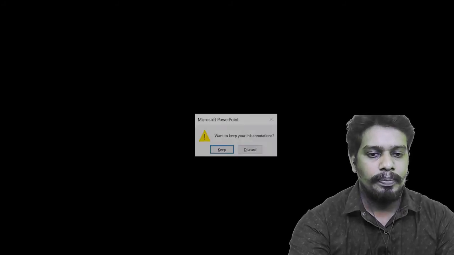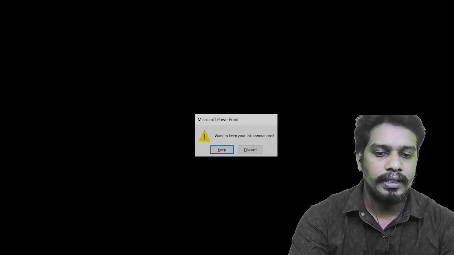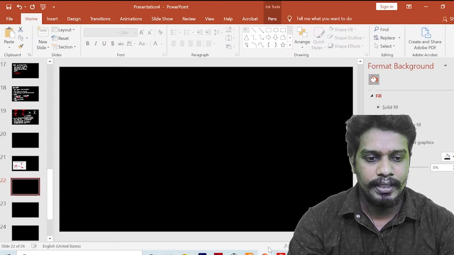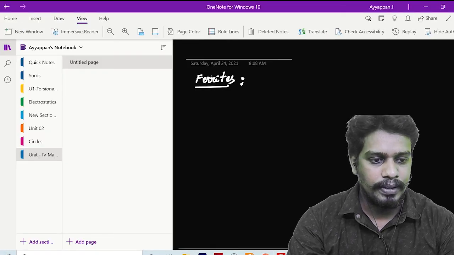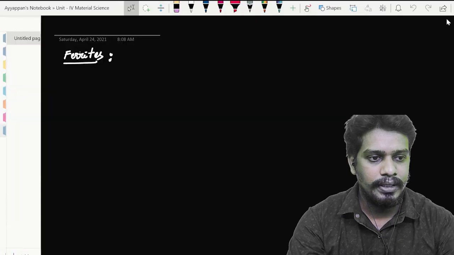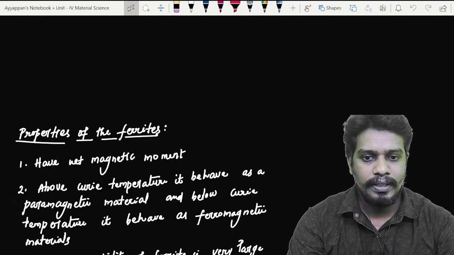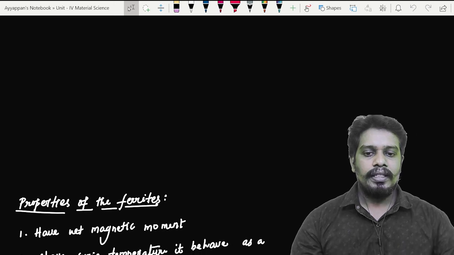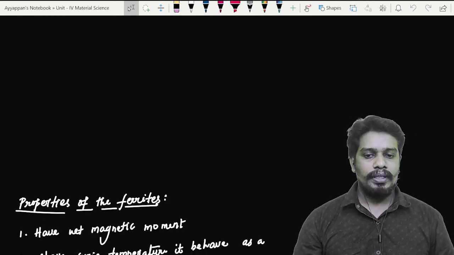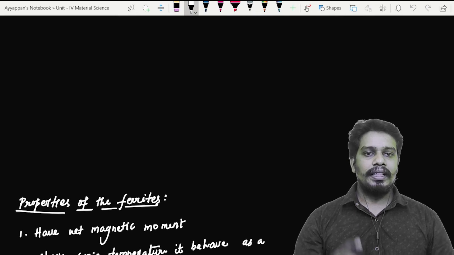Then we can look at the properties of the ferrite as well as the applications of the ferrite. So if you look at the properties of the ferrites, we can zoom in. What are the properties of the ferrite? It has a net magnetic moment because there is upspin.